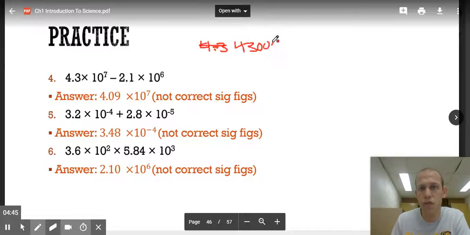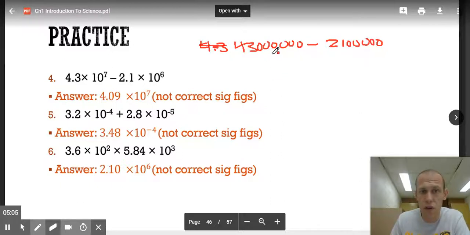4.3, move it 7 times: 1, 2, 3, 4, 5, 6, 7, minus, and then move it 6 times: 1, 2, 3, 4, 5, 6, and then subtract them.